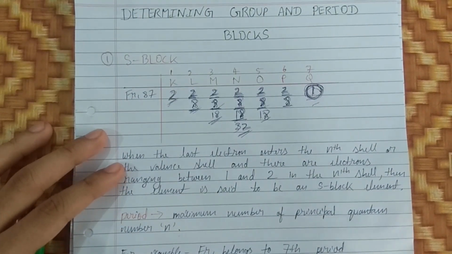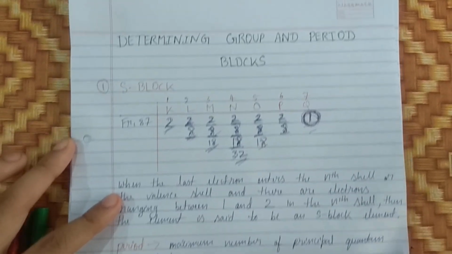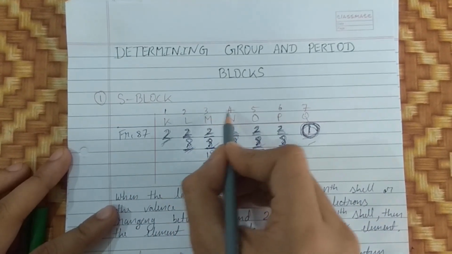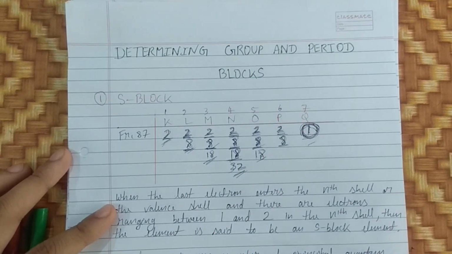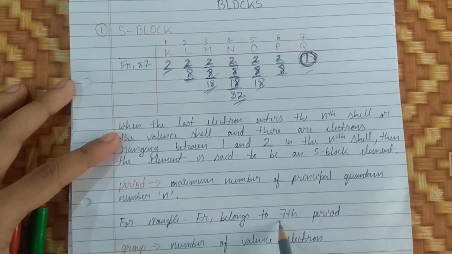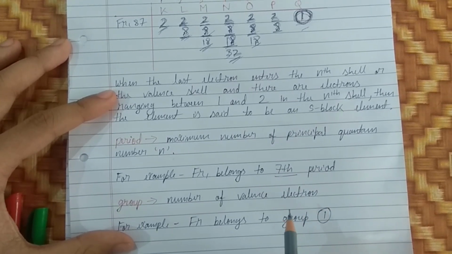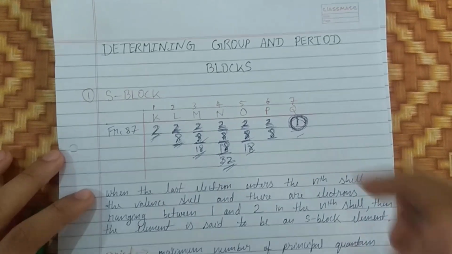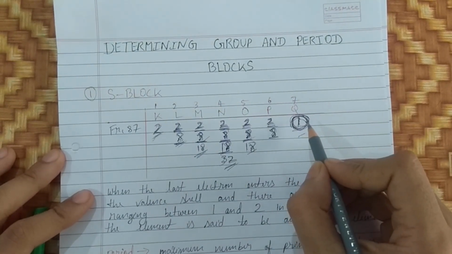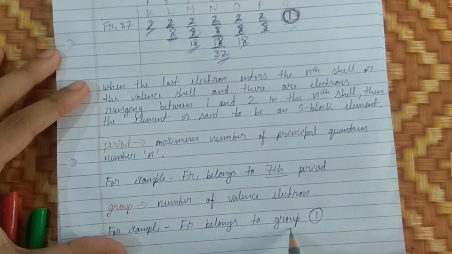For an S block element, the period is the maximum value of the principal quantum number n. For example, in the case of francium, 1, 2, 3, 4, 5, 6 and 7 is the largest value of principal quantum number, that's why francium belongs to the 7th period. And for group, the number of valence shell electrons tells the group number for S block elements. For example, in francium there is only 1 electron in the nth shell or valence shell, that's why francium belongs to group 1. As you can see here, francium belongs to group 1.